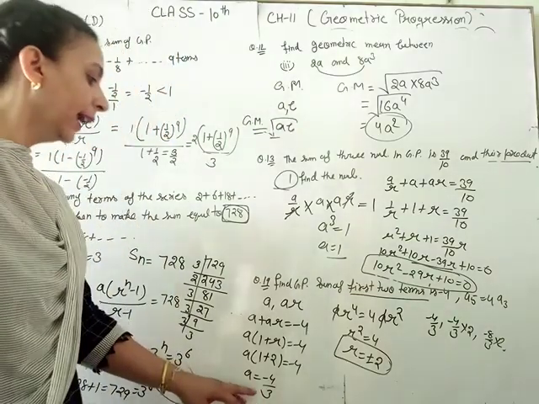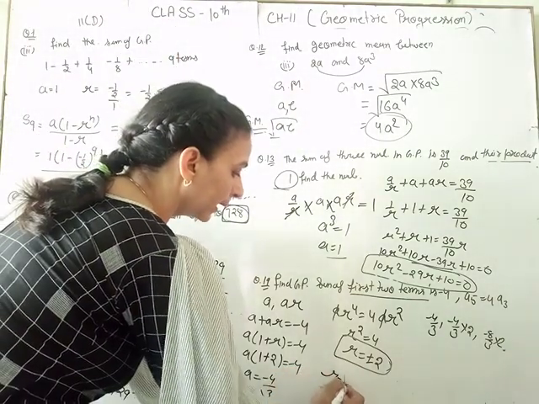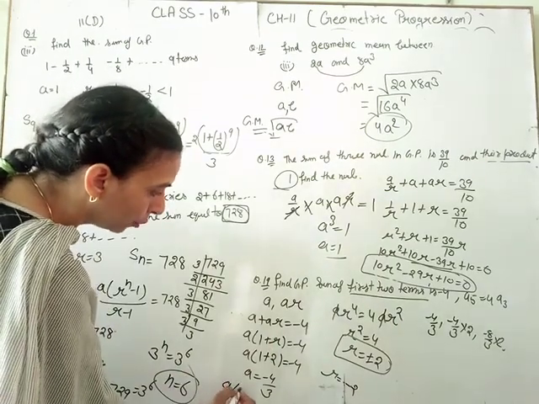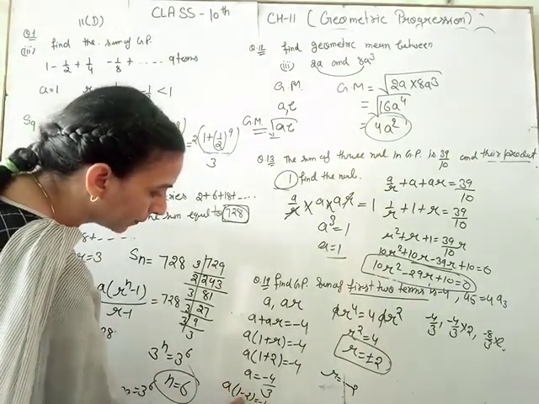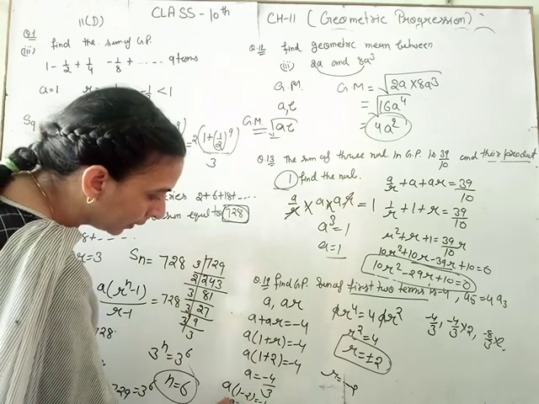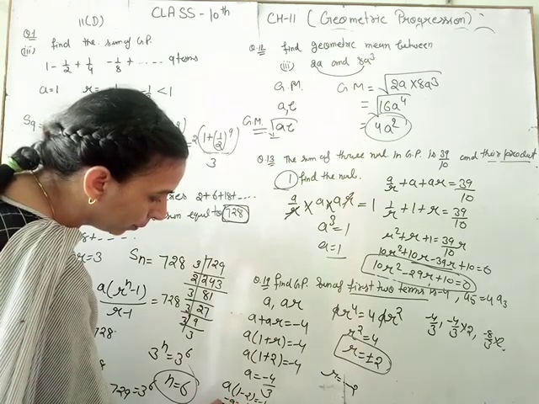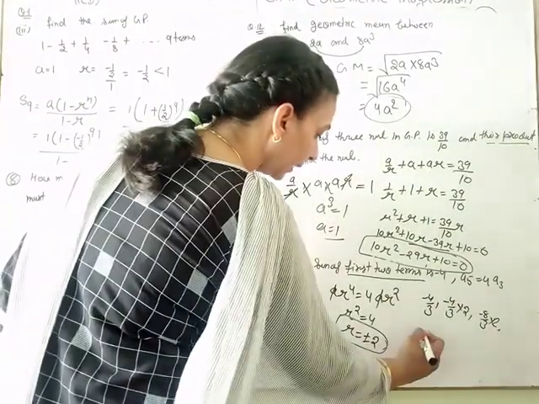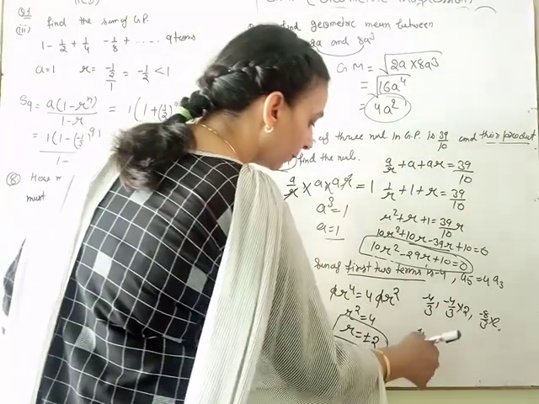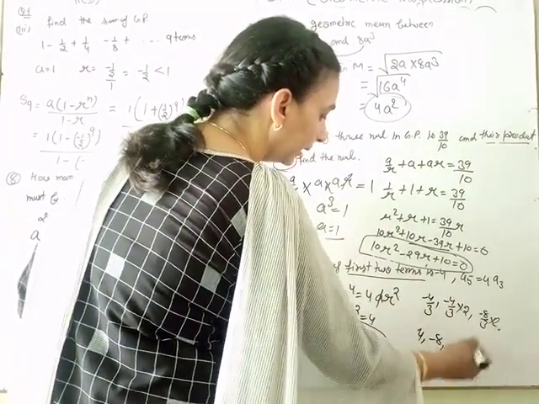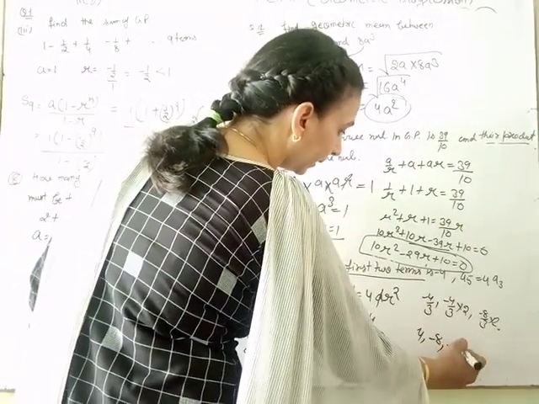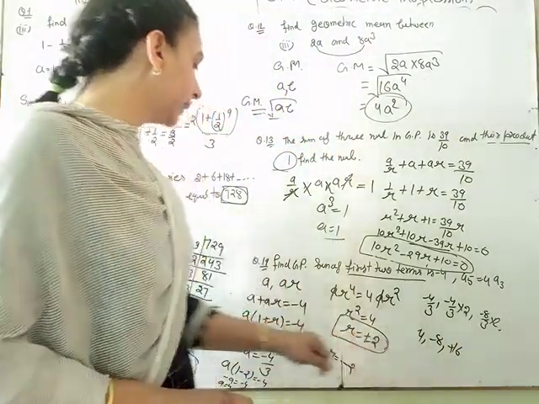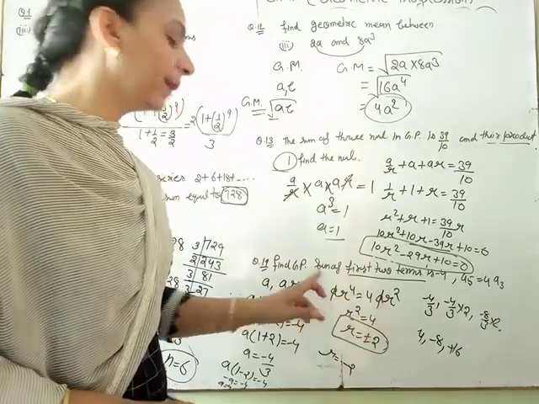Okay, similarly if you take r equal to minus 2, then a into (1 minus 2) equals minus 4, then minus a equals minus 4 and a equals plus 4. With a equal to plus 4 and r equal to minus 2, the first term is 4, the next term is 4 multiplied by minus 2, which is minus 8, then minus 8 times minus 2 is plus 16. Okay, this is the second sequence of the GP.